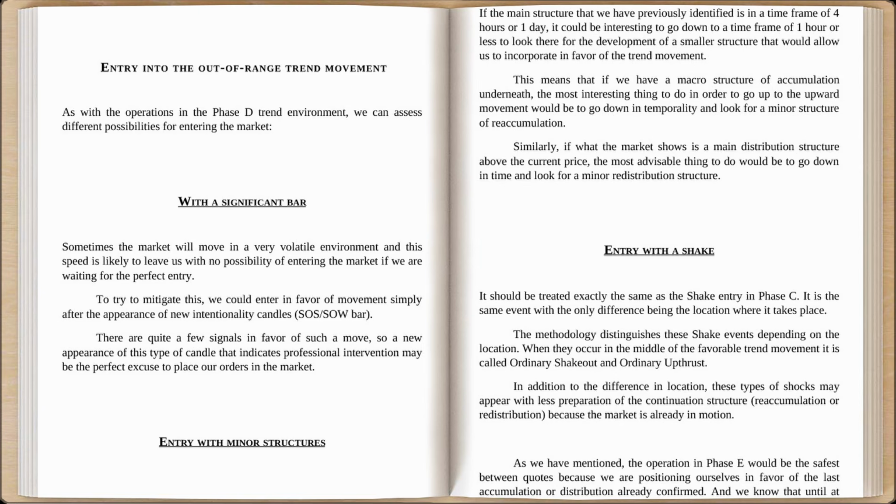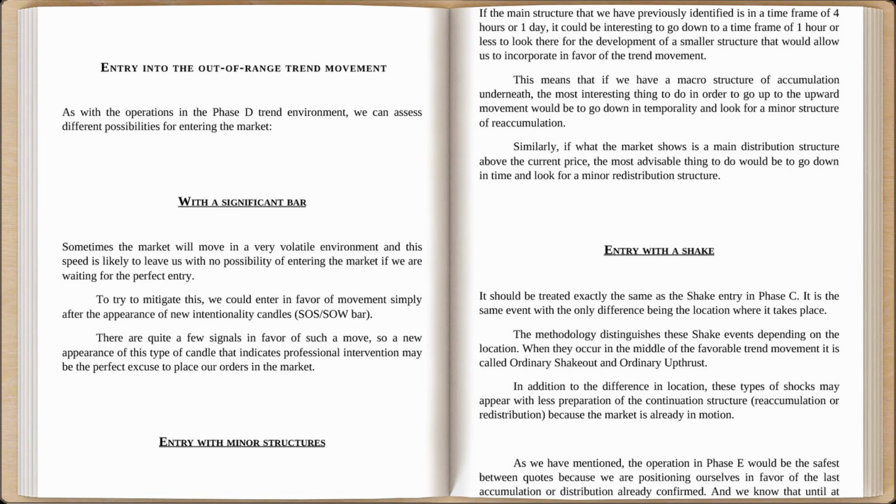Entry with a shake. It should be treated exactly the same as the shake entry in Phase C. It is the same event with the only difference being the location where it takes place. The methodology distinguishes these shake events depending on the location. When they occur in the middle of the favorable trend movement, they are called ordinary shakeout and ordinary upthrust. In addition to the difference in location, these types of shakes may appear with less preparation of the continuation structure, reaccumulation or redistribution, because the market is already in motion.